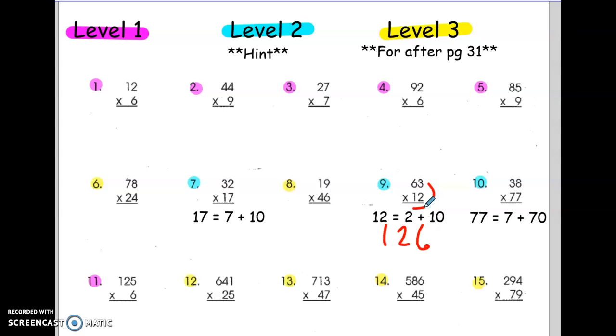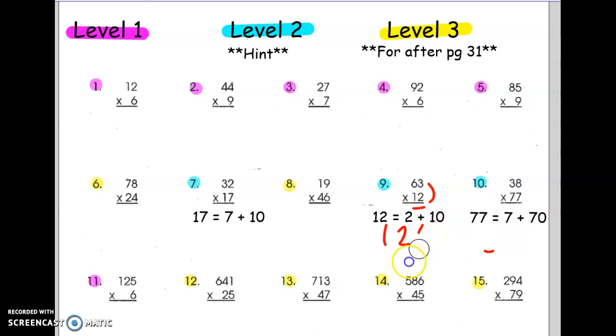Now we have to deal with 63 times 10 because our 12 here is built of a 2 and a 10. We've multiplied 63 times 2. Now let's multiply 63 times 10. Well, I think we can all do that in our heads. That's going to give us 630. If we put those two products together, that's going to give us our final answer.